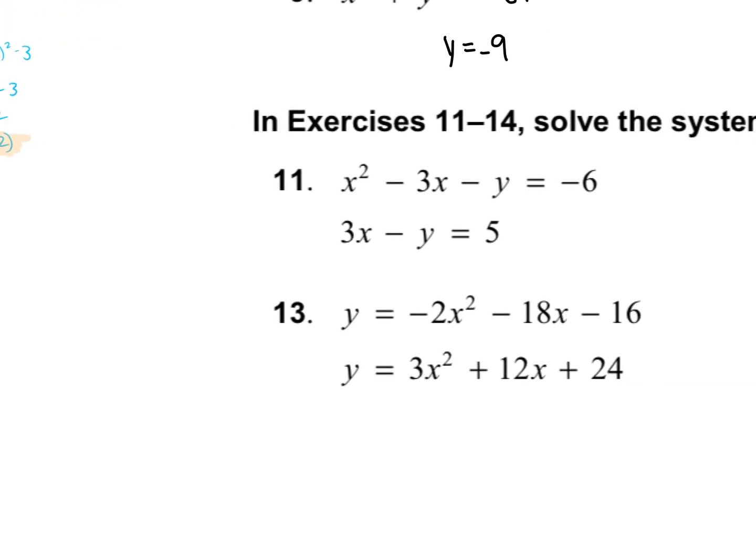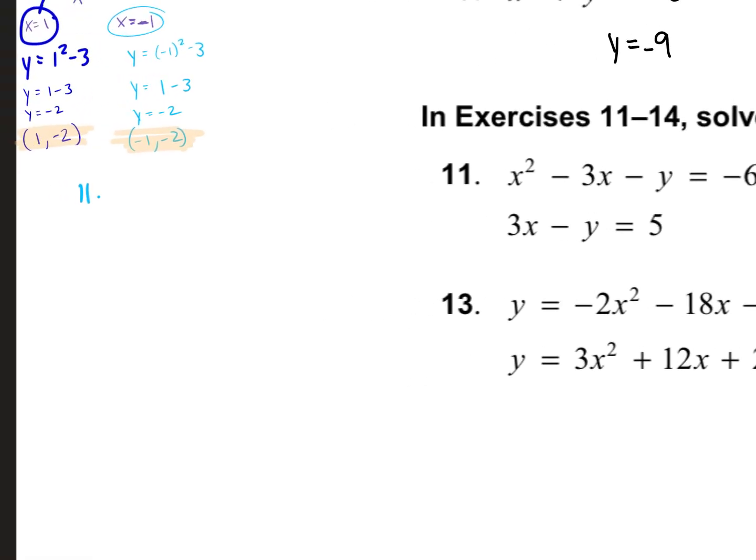So here we're going to solve with elimination. So when we solve with elimination, you want one of your variables to cancel. Either all the x's have to cancel, or you need to get the y's to cancel. So in order for something to cancel, they have to have the same coefficient, but opposites. One has to be negative, one has to be positive.